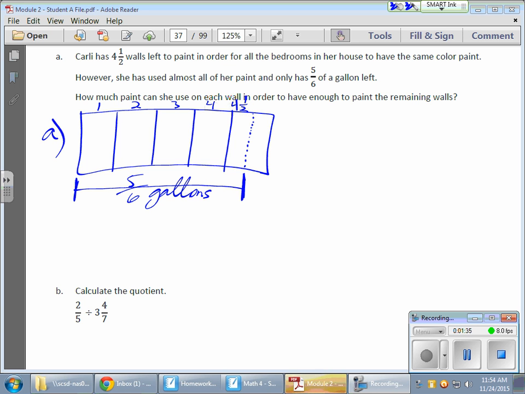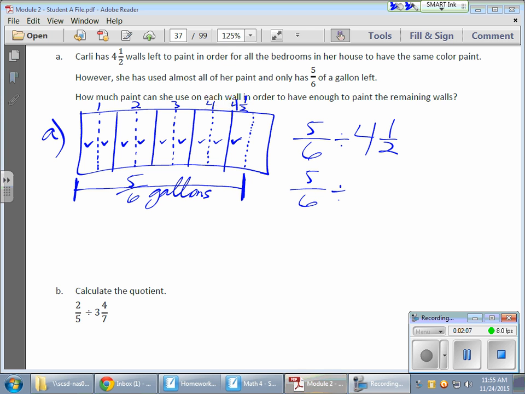The problem is they're not all the same size. This guy here is half the size of the others. So what I'm going to do is make everything the same size. And once I do that, now I have something I can use to divide. So I started with 4.5 walls, which really means I have 1, 2, 3, 4, 5, 6, 7, 8, 9 halves that I need to divide. So I'm taking my total, 5/6, and dividing it by my 4.5, which becomes 5/6 divided by 9 halves. There they are, 9 halves.